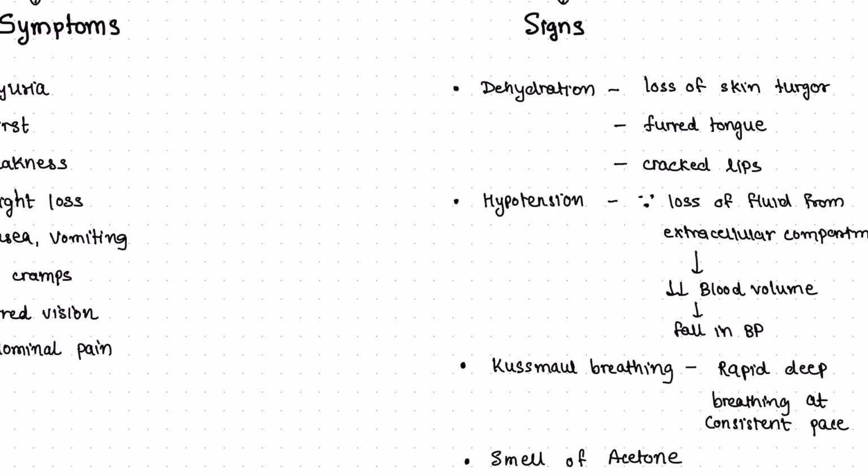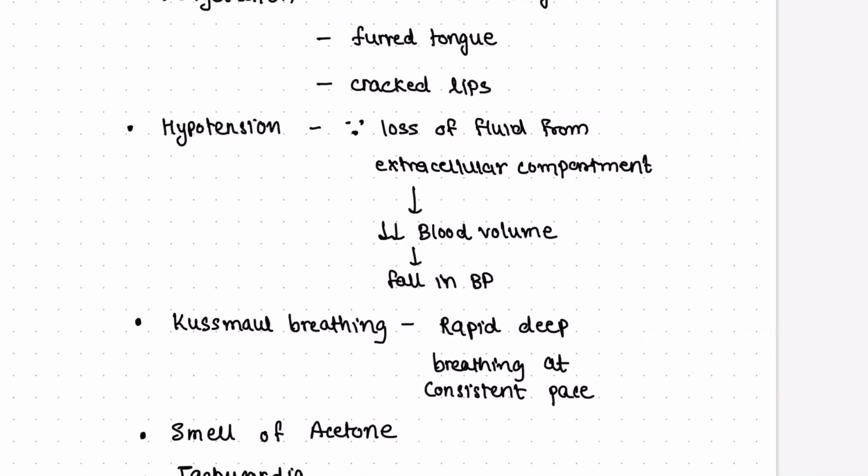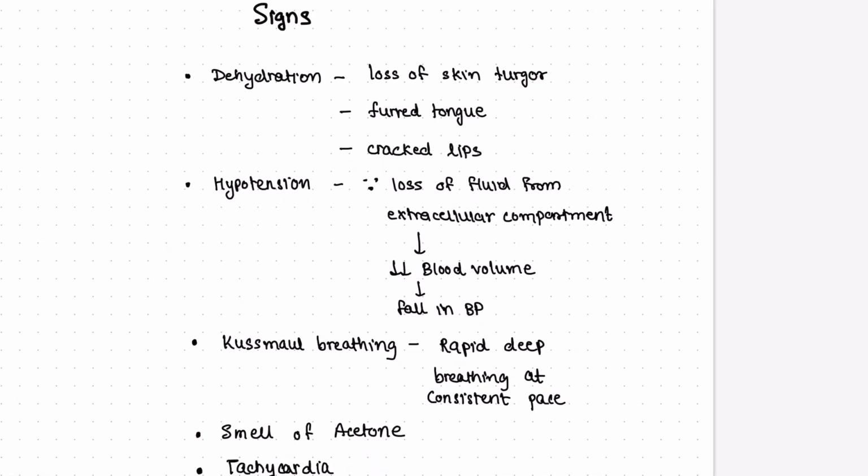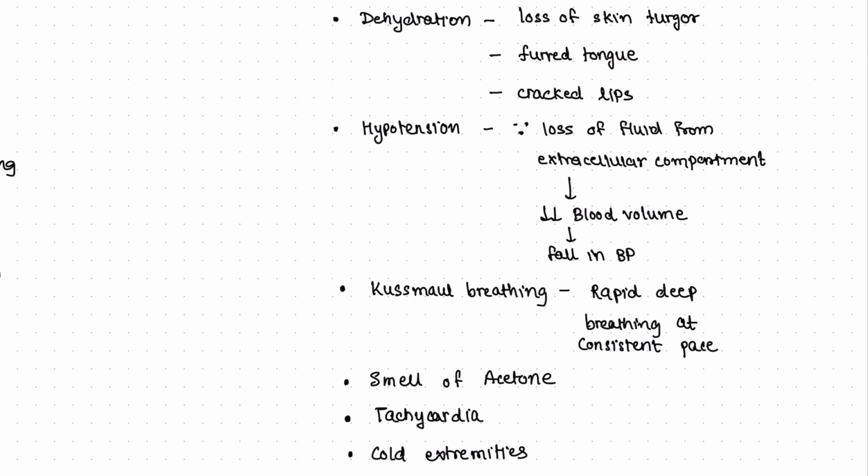Now, what are the signs of diabetic ketoacidosis? So, first, there are signs of dehydration, like loss of skin turgor, furred tongue, cracked lips. There will be hypotension. Now, why is there hypotension? Because of osmotic diuresis, there is loss of fluid from the extracellular compartment, which will cause decreased blood volume, which will lead to a fall in the BP.